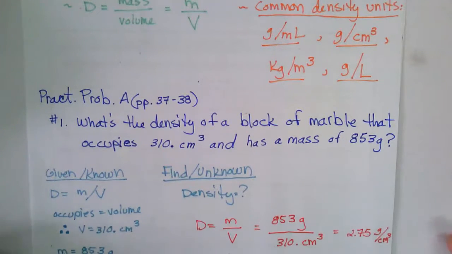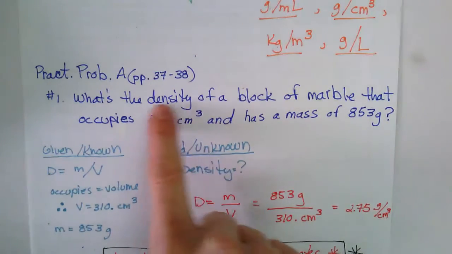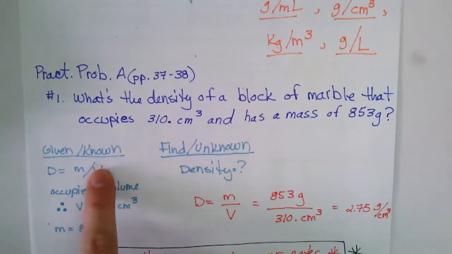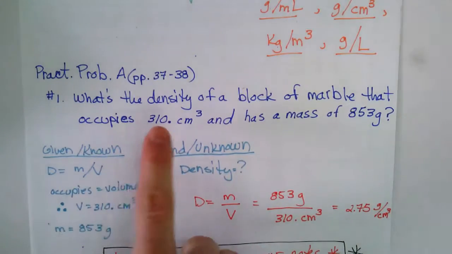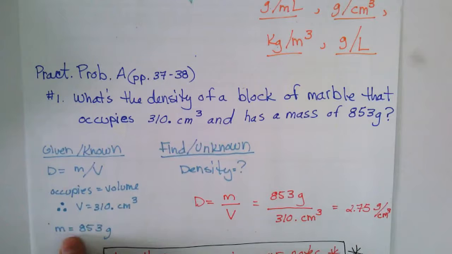So the best way to do this is to write out your givens and what you need to find. Okay, and I also have known versus what you don't know. So I know that it's asking me what's the density, so I can put my unknown over here. What do I know? I know the formula for density. I know that I have been told that the volume is 310 and the mass is 853.